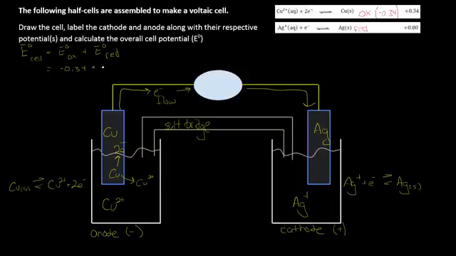I can compute the electromotive force or standard cell potential of this scenario. I'm going to add the half cell potentials together for the oxidation and reduction. This gives me 0.46 volts. So as drawn, we'll come later to see that this would be a spontaneous reaction.